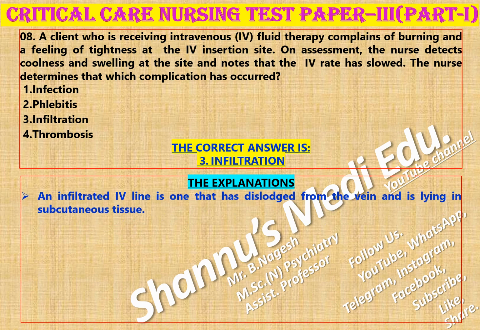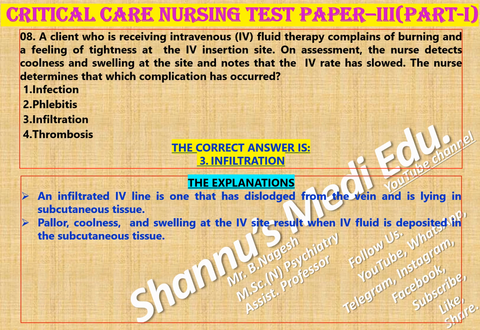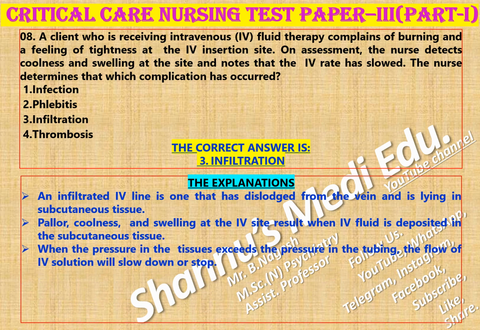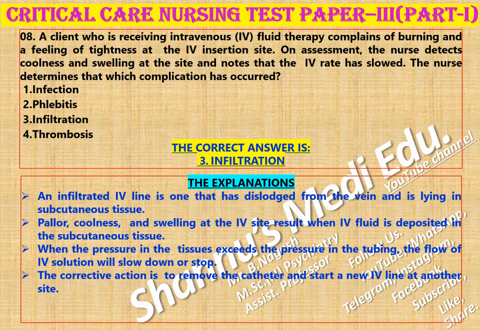The explanation of this question: an infiltrated IV line is one that has dislodged from the vein and is lying in the subcutaneous tissue. Pallor, coolness and swelling at the IV site result when the IV fluid is deposited in the subcutaneous tissue. When the pressure in the tissue exceeds the pressure in the tubing, the flow of the IV solution will slow down or stop. The corrective action is to remove that catheter and start a new IV line in another site.